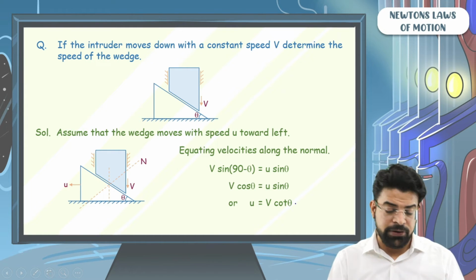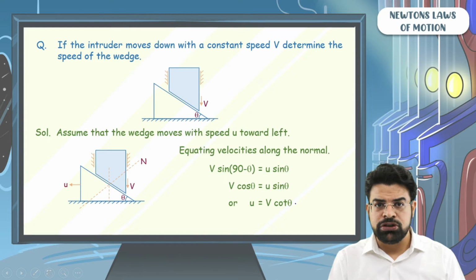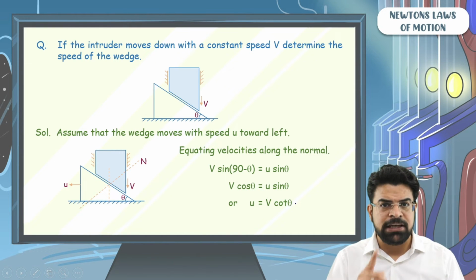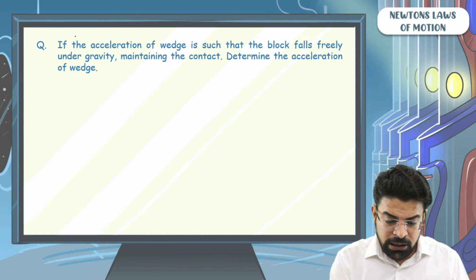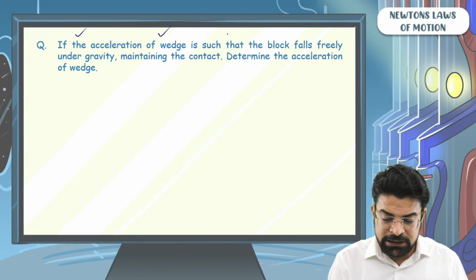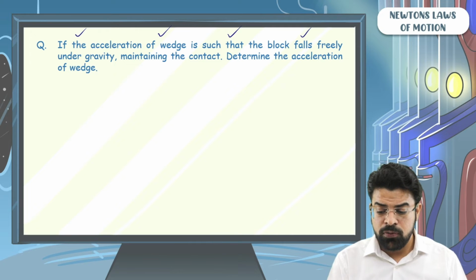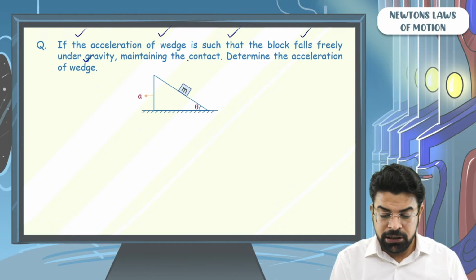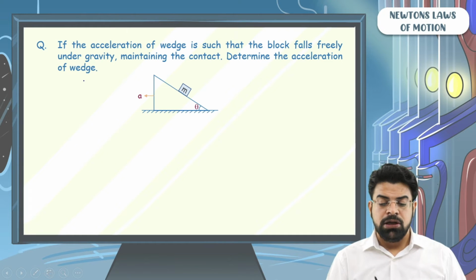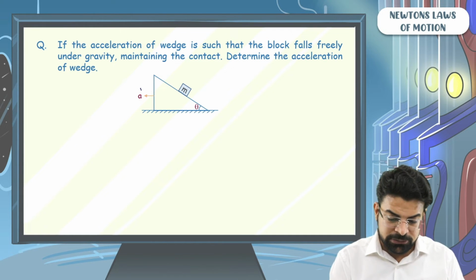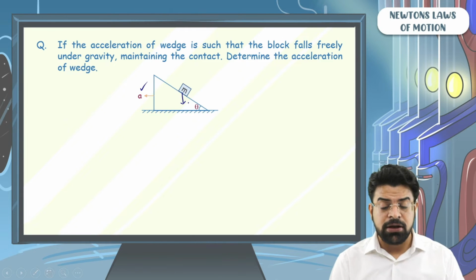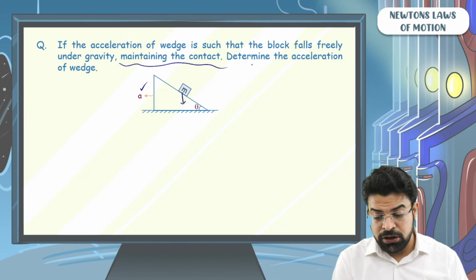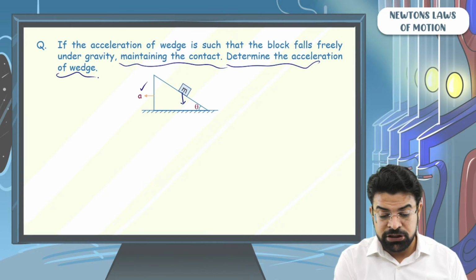These types of questions look super tough, but they are easy once you have understood the statement of the constraint. Let's practice one more question before we move on to the next type of constraint, which is a string constraint. So the next example. If the acceleration of wedge is such that the block falls freely under gravity, maintaining the contact, determine the acceleration of wedge.